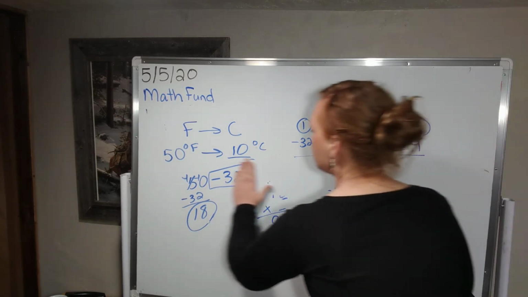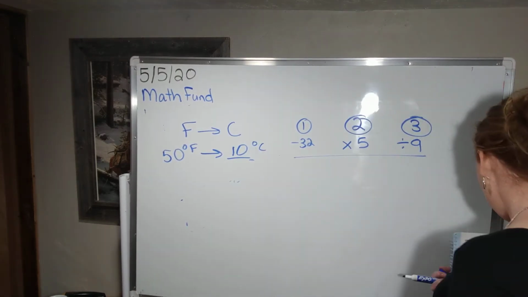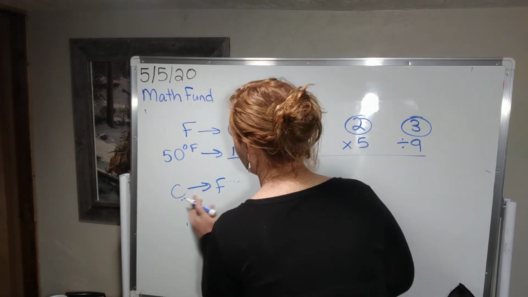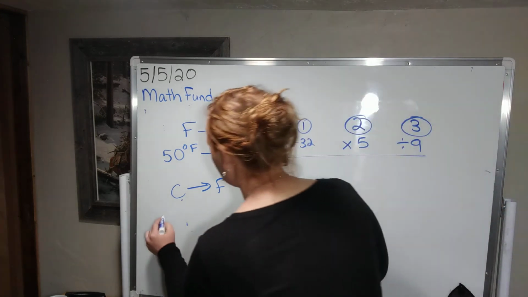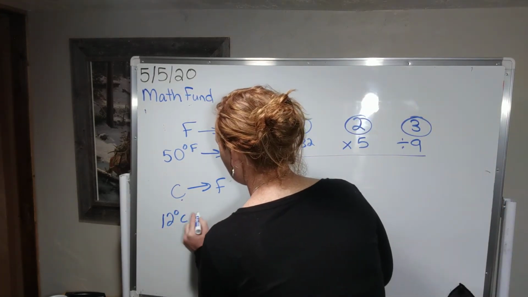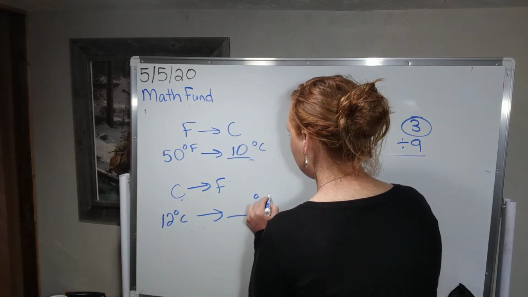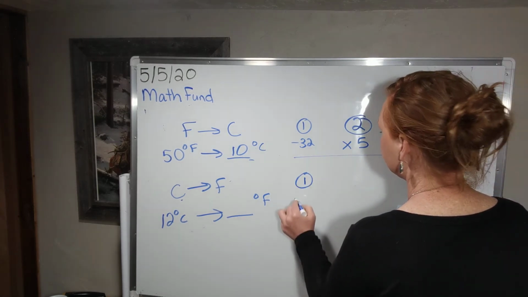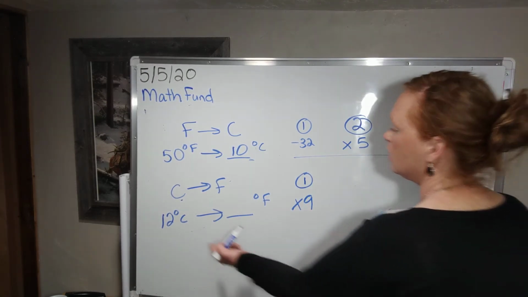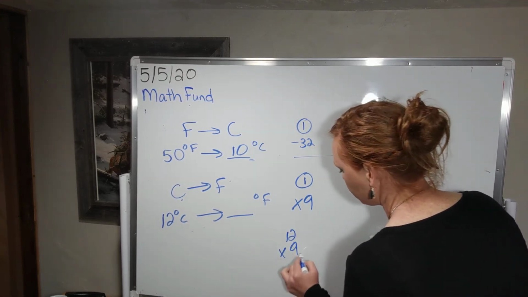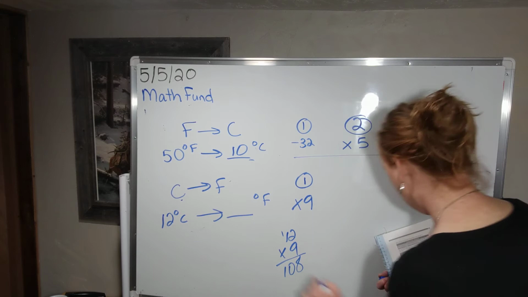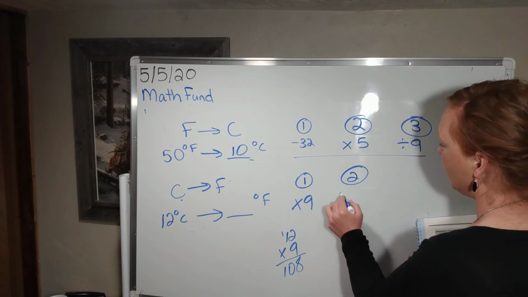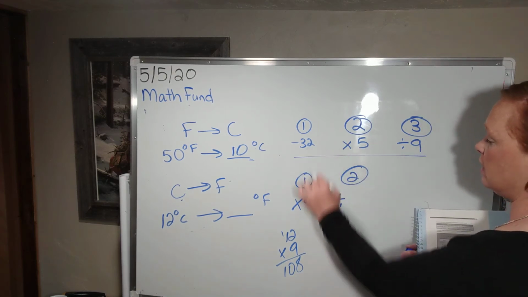Okay? So what are the rules then if we want to go from Celsius to Fahrenheit? Here they give us the problem of 12 degrees Celsius, and they want to know, well, how many degrees Fahrenheit is that? So step 1 is multiply by 9. So 12 times 9 is 108. Step 2 is divide by 5. I hope you're seeing a pattern that we're doing the opposite in the opposite direction.